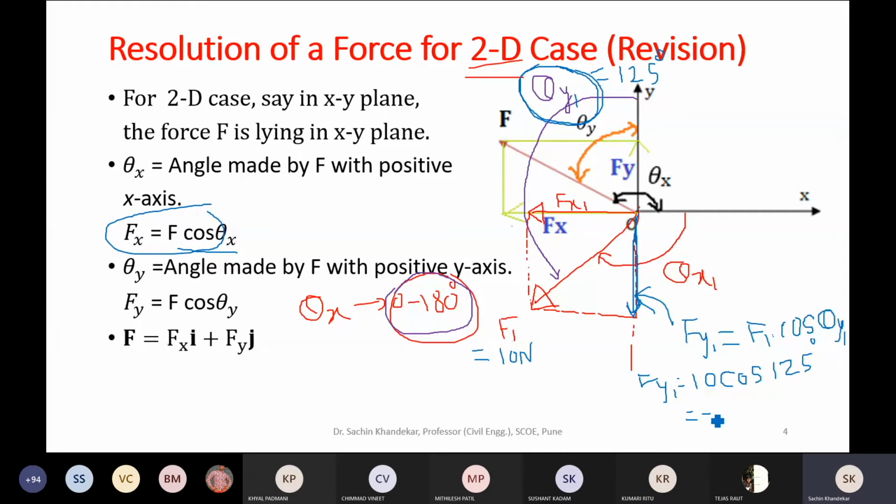Of course, you will get it minus. Yes, minus how much? Minus 5.73. Okay, minus 5.73 Newton. Correct. Please note that minus. So the value of theta will give the sign, whether it is a positive component or a negative component. Okay, is it clear?